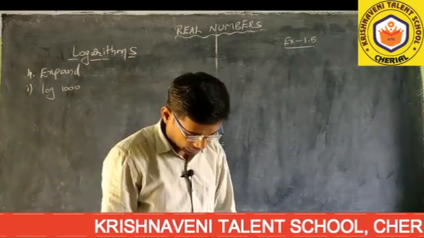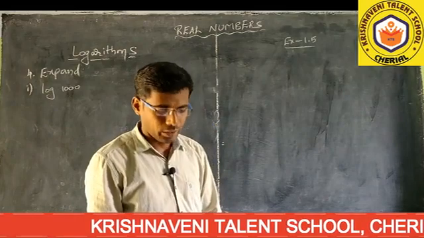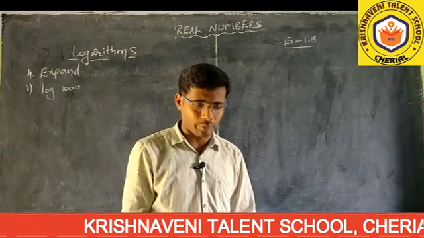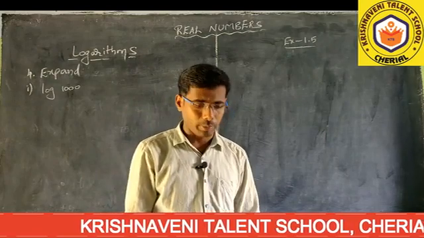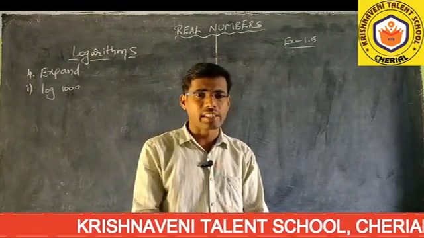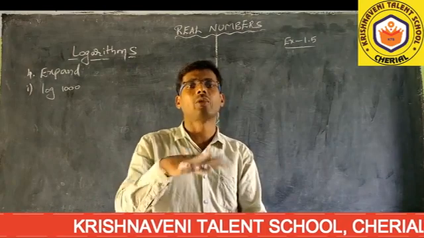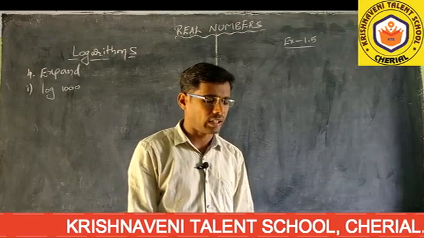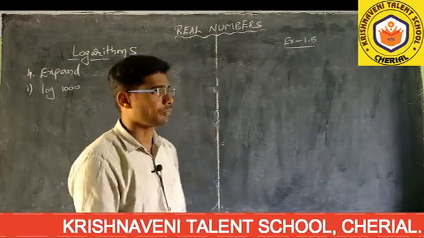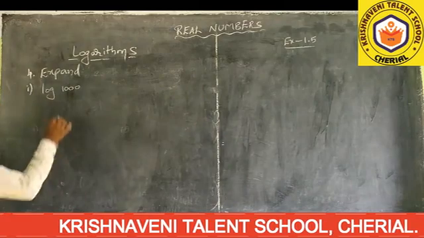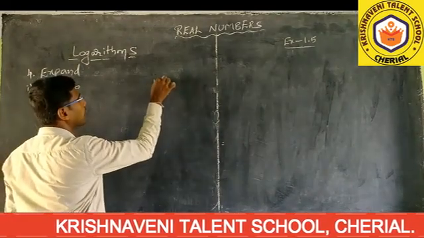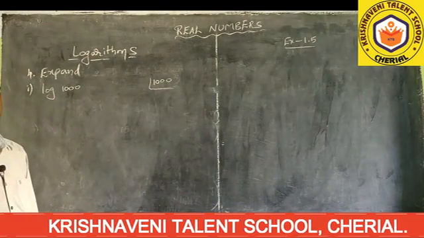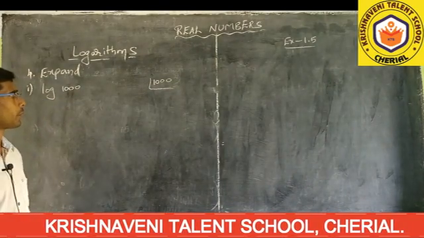This expand is exactly opposite to the second bit. There he has given 2 or 3 logarithms, and you make it a single logarithm. But here in the fourth problem, he has given a single logarithm and is asking to make it 2 or 3 or 4. This problem is exactly opposite to the second problem. So this 1000 you have to express as the product of prime numbers.